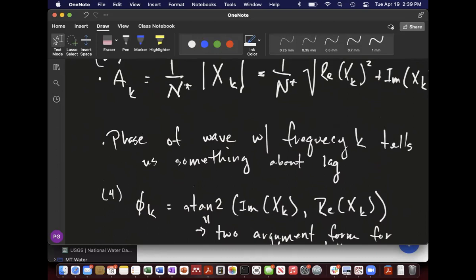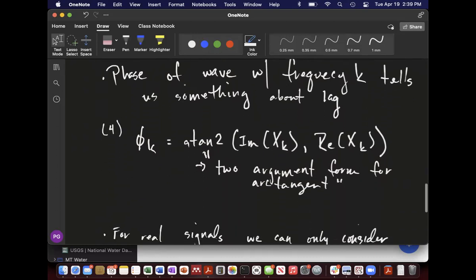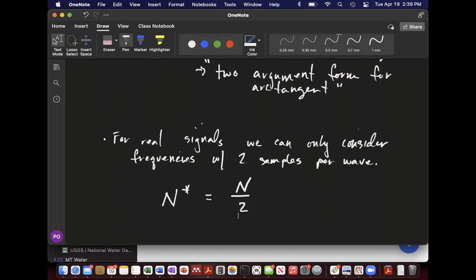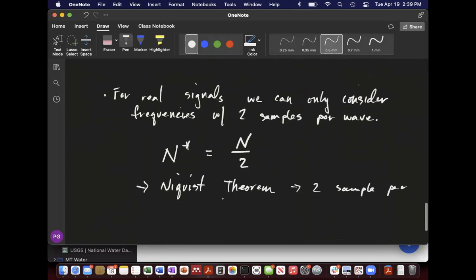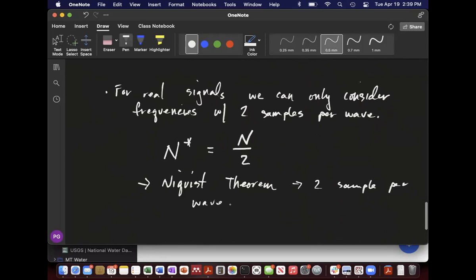Okay, so this is called the Nyquist theorem. Two samples per wave minimum.